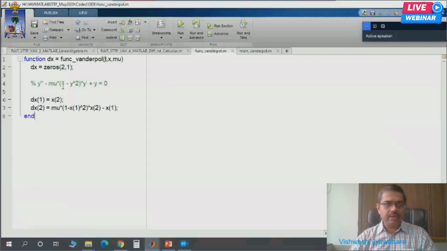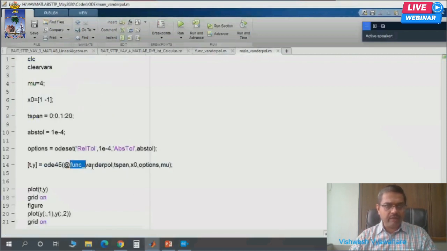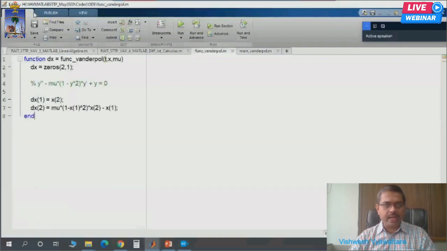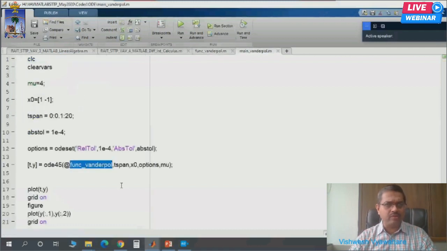Okay, and then I tell MATLAB to solve this ODE. Which ODE? This set of ODEs. I have written this FUNC underscore van der Pol, this function name, and you can see the name of this file is FUNC underscore van der Pol. You are passing some variables, time, mu, x, and all that. We have to pass those variables. And with all these, this is the t-span, these are the initial conditions, these are the options, and this is the value of mu.